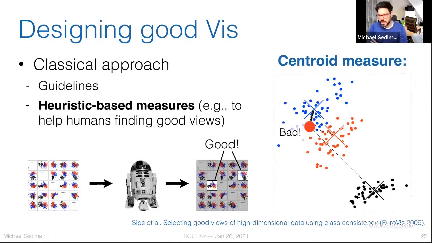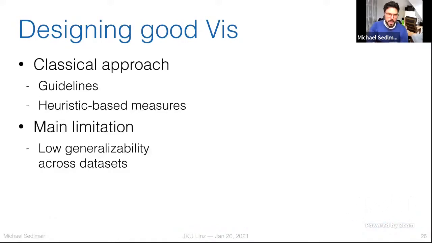So far, so great. What we can do then is just select good views, for instance, in a scatter plot matrix. The main limitation of this approach, which is a really nice idea, is that we found it's really not generalizable across many data sets. So why do I say that?